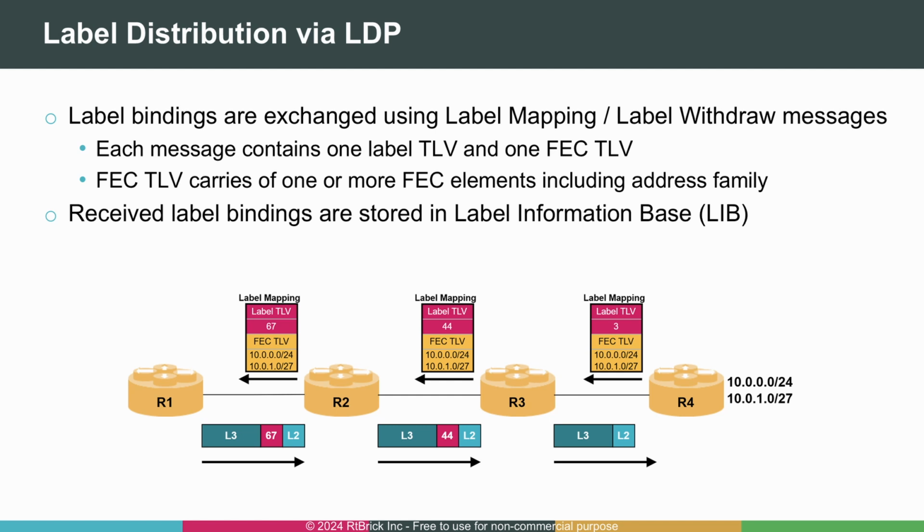R3 has received a label of 3 for this particular FEC. This label is known as the implicit null label and it has a specific semantic. It informs the LSR that the downstream LSR is an egress LSR. Rather than swapping the label, R3 removes the label entirely.